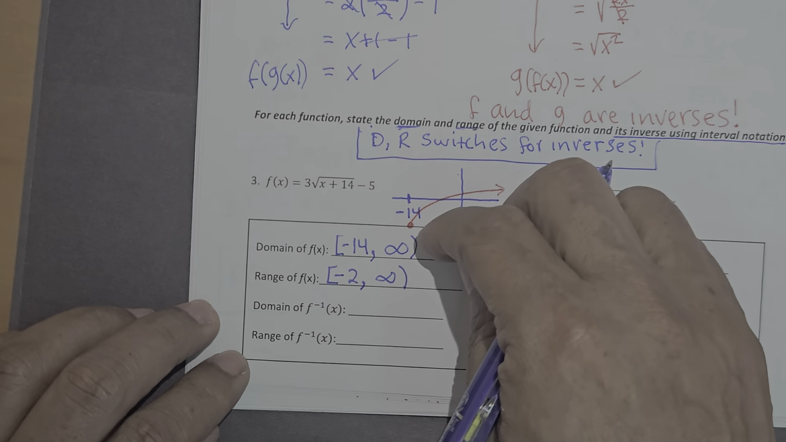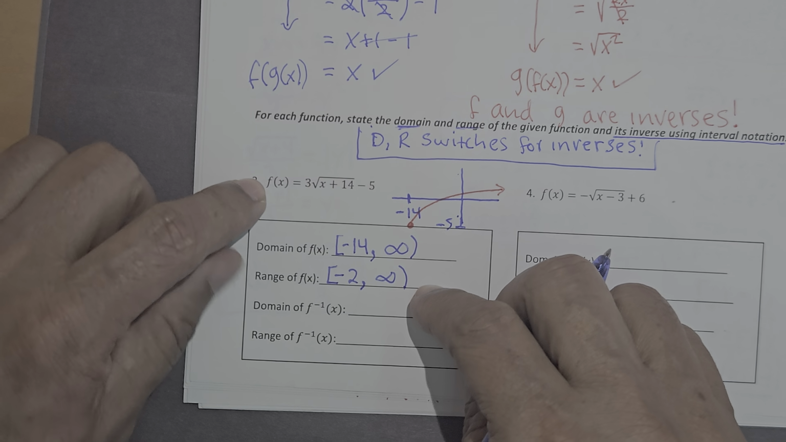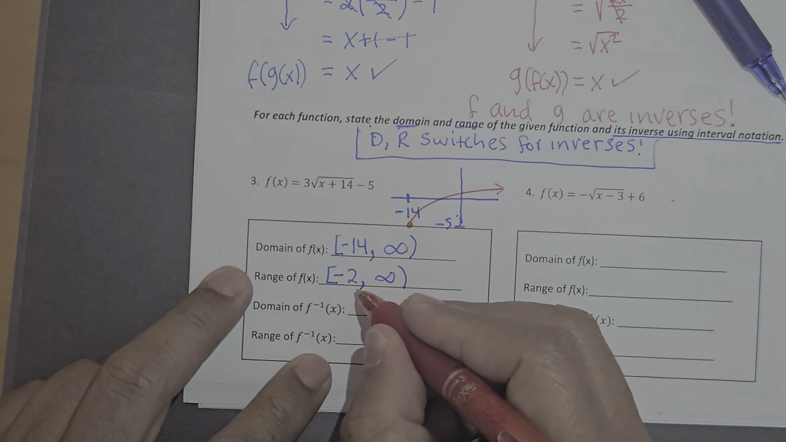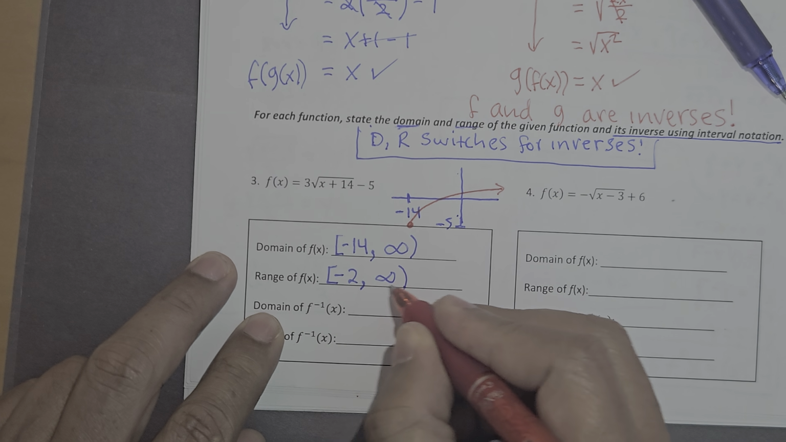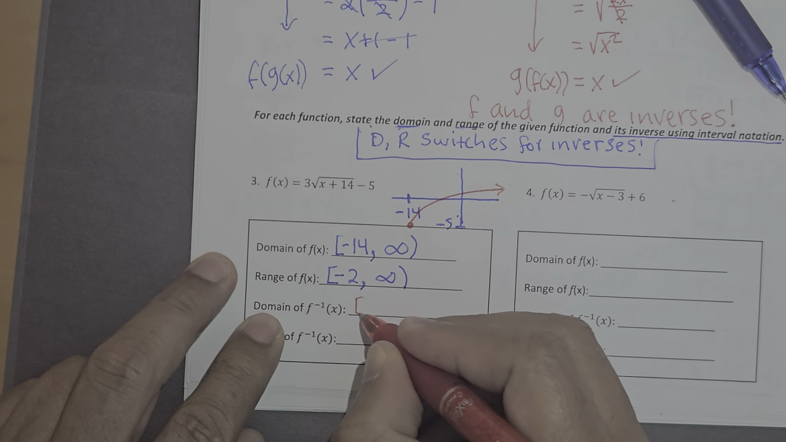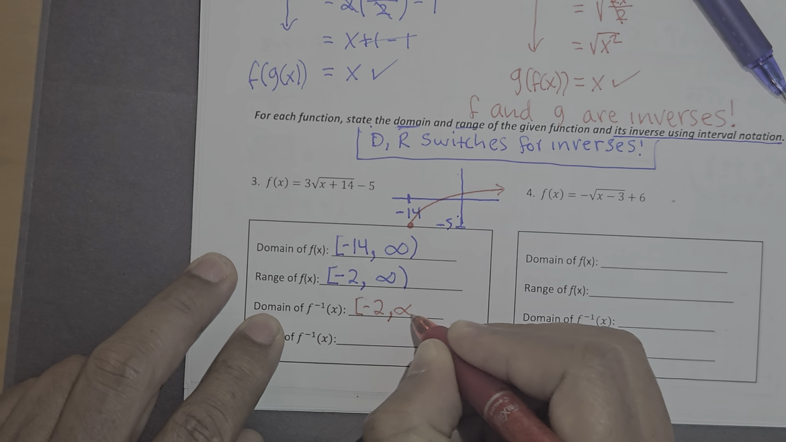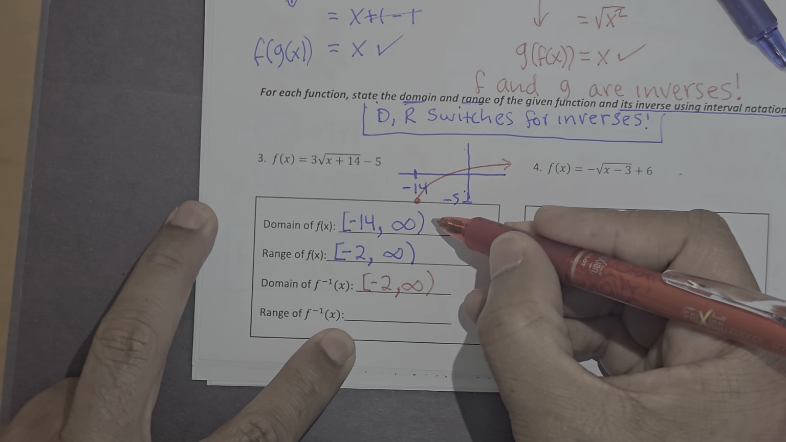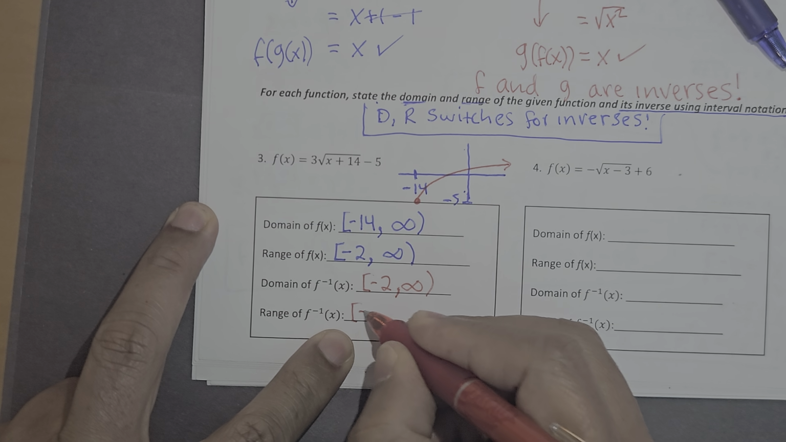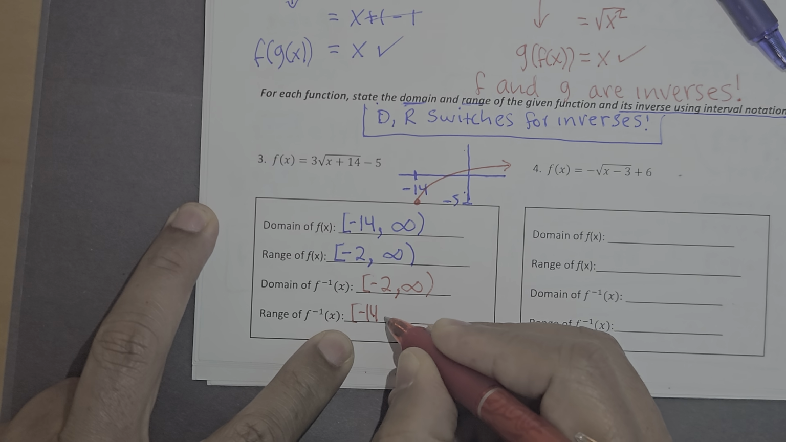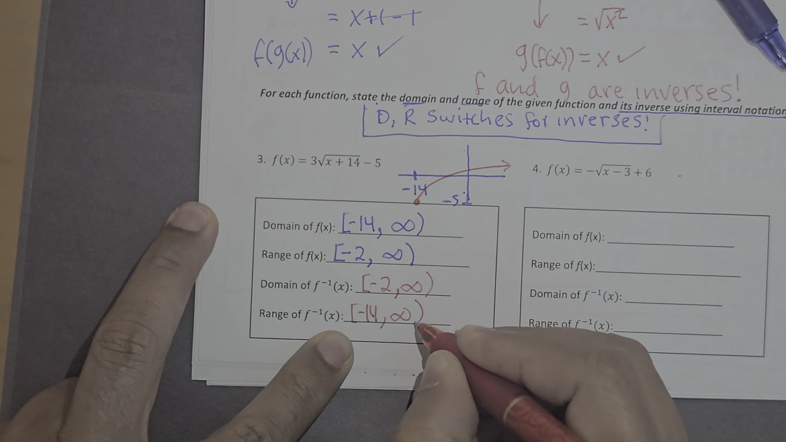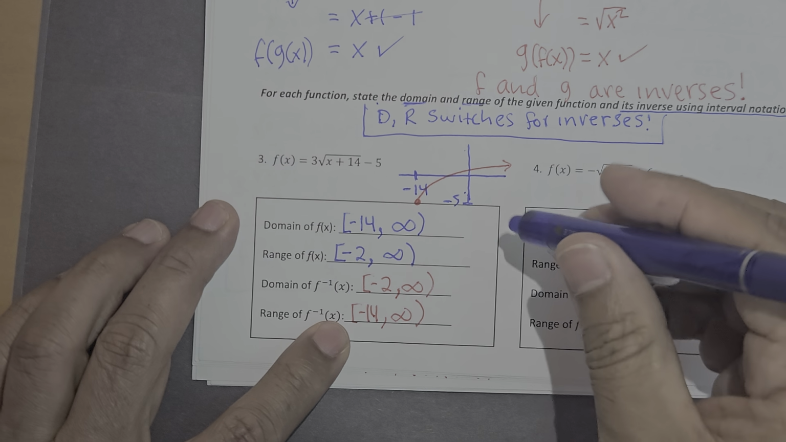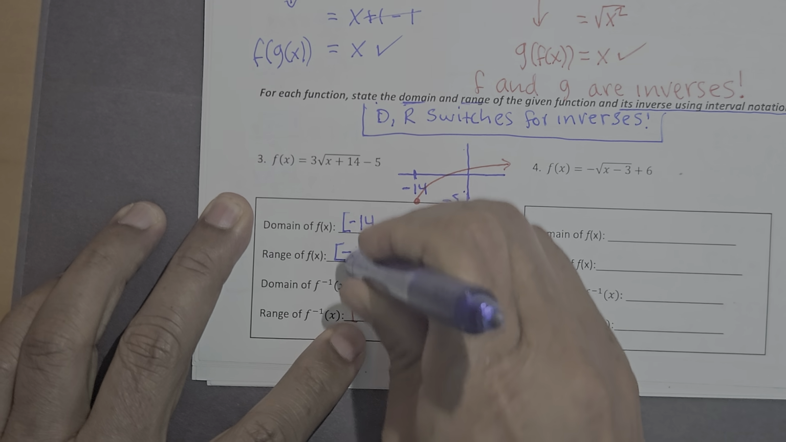And once you have the domain and the range of f of x, then all you have to do is switch them to get domain and range of the inverse. So the inverse domain will be the range of f of x. So then this is from -2 to positive infinity. And the range is the domain of f of x. So then this goes from -14 all the way to positive infinity. Yes, you're correct. I don't know why I said -2. Thank you. Change this to -5.